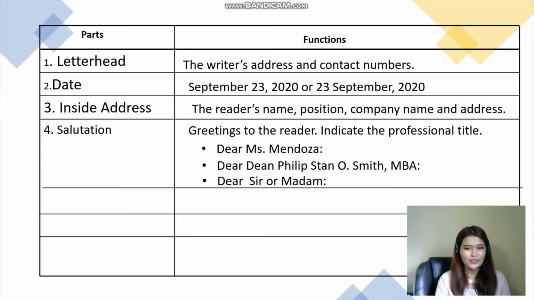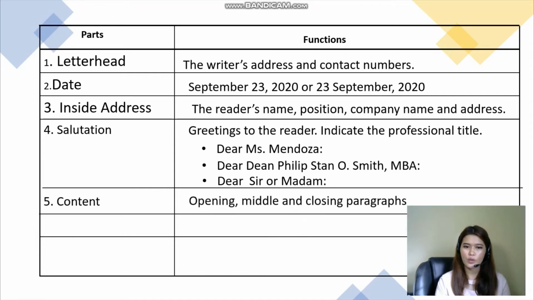But you have to at least make an effort to find out the name of the person whom you're writing to. Because especially if it's for a job application, the hiring manager wouldn't take time reading a letter which is not addressed to him properly, and if the name is not there. So you have to make sure. Fifth is the content. Okay, so it has opening, middle, and closing paragraphs.